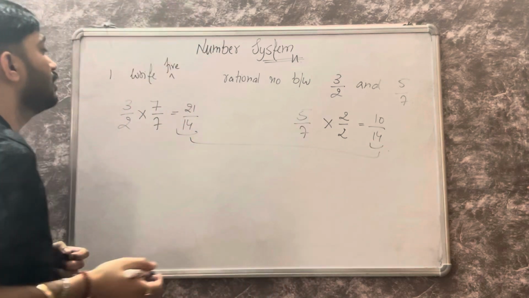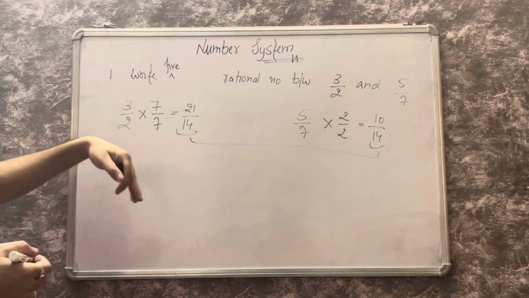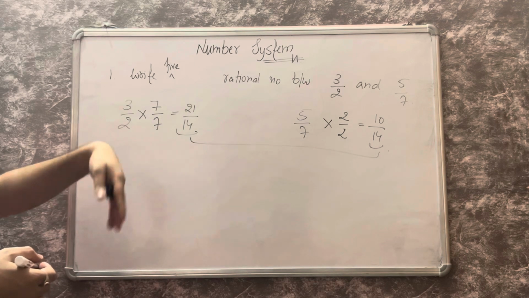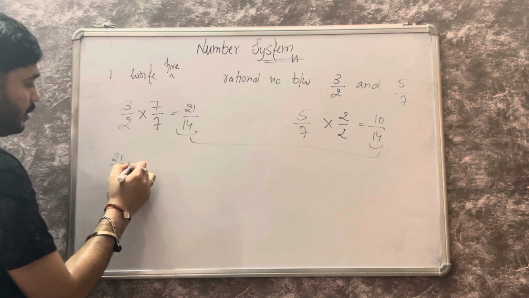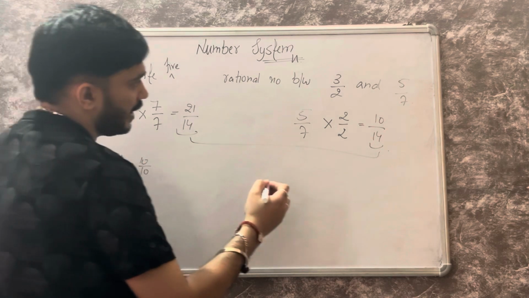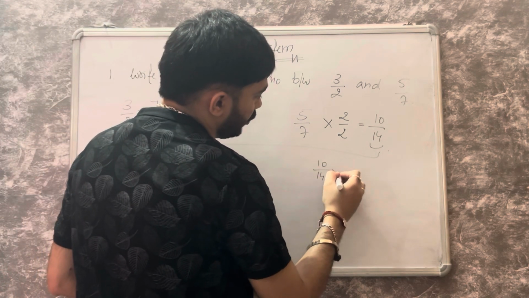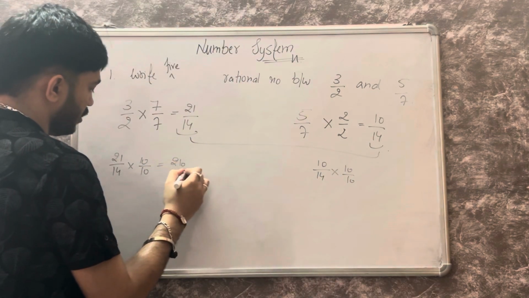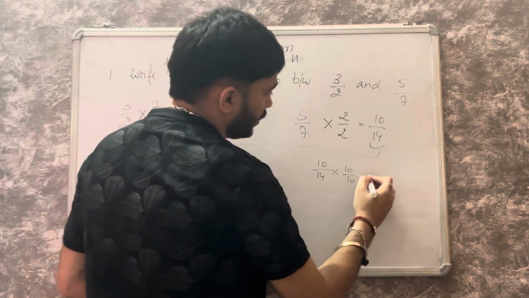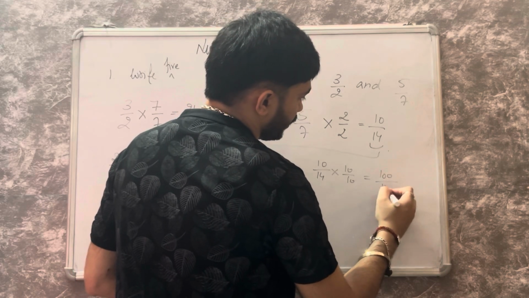So the rest of the answer is also going to be the same as the previous one. That is, multiply 21 upon 14 by 10 upon 10 and multiply 10 upon 14 by 10 upon 10. So the answer will be 210 upon 140, and here it is going to be 100 upon 140.